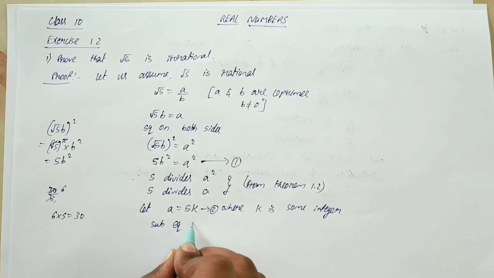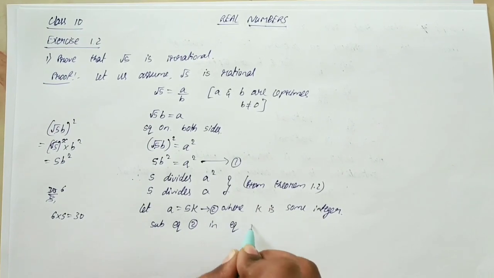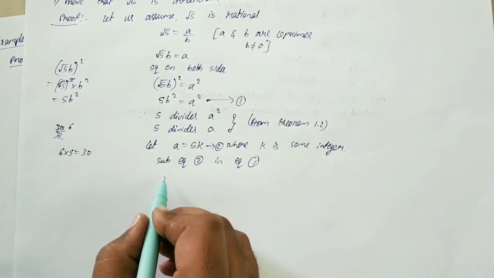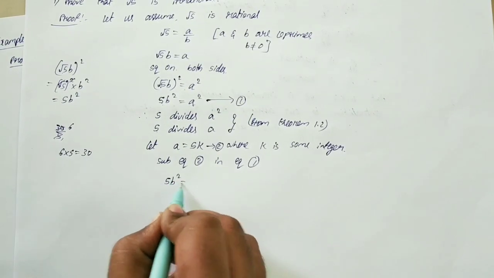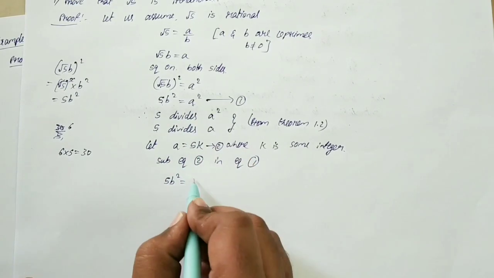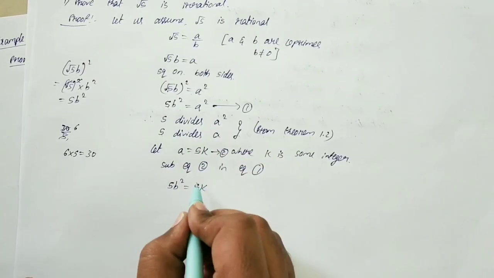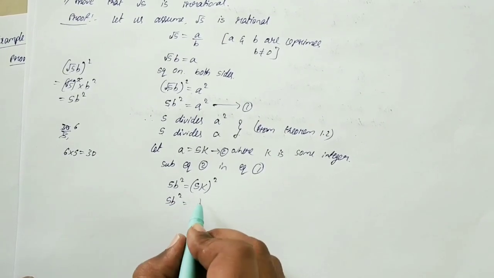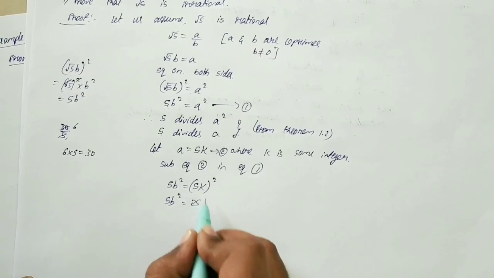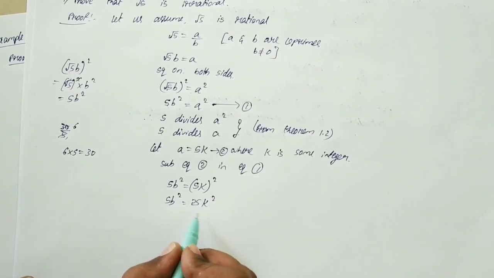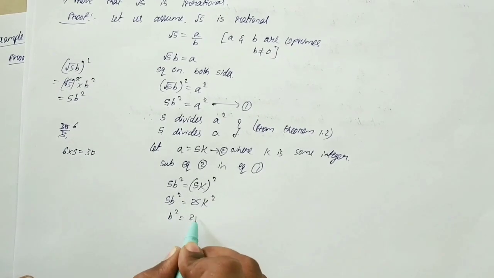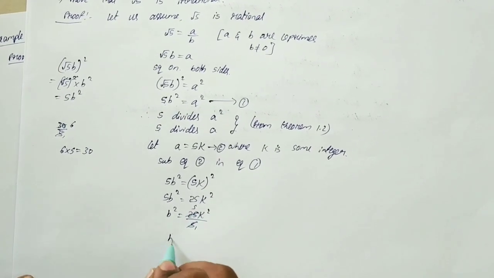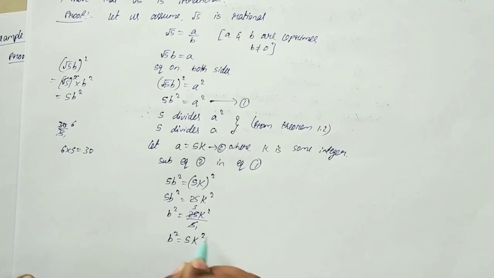Substitute equation 2 in equation 1. So 5b square as it is, in place of a we will write 5k, square as it is. So 5b square equals 5k whole square; if we simplify, 5 square is 25, k square as it is. Next we will shift 5 to the RHS, it becomes 25k square by 5, 5 fives are 25. So b square is equal to 5k square.